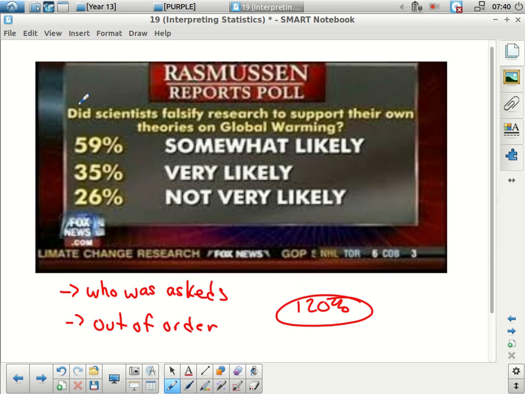Okay. Did scientists falsify research to support their own theories on global warming? I've already given it away here, but if you do the math, this adds up to 120%. So clearly there is some problem with this poll. Not really sure what. But because it's so bizarre, who was asked? How was it asked? They have multiple options. How do they come up with this? It seems interesting that they've ranked these from the highest percent to the lowest percent, as opposed to just saying very likely, somewhat likely, not very likely, which would show more of a normal trend.